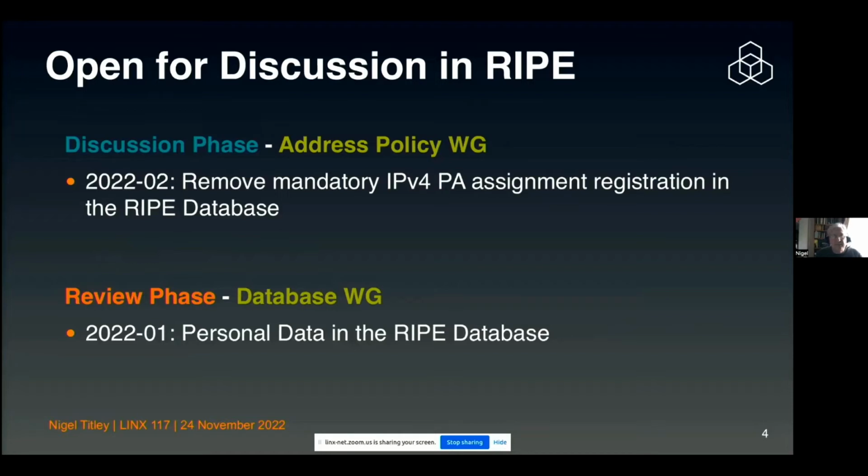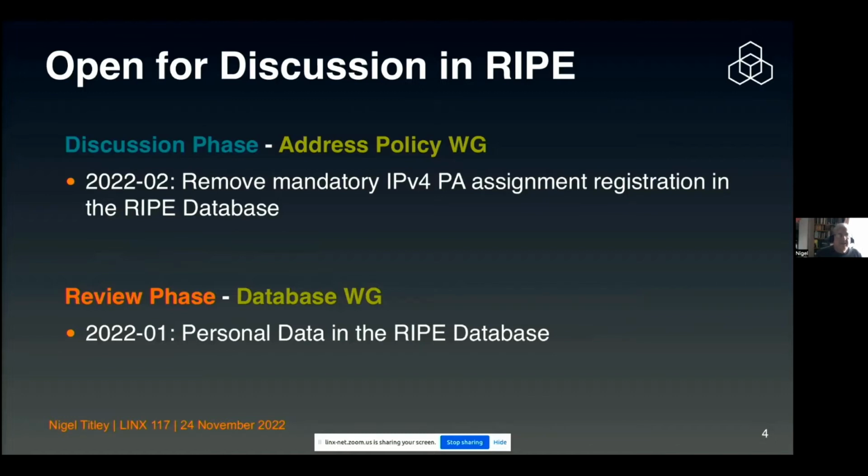It's in the discussion phase at the moment. If it gets adopted, then it means that you will no longer have to register IPv4 PA assignments. You can, of course, continue to optionally register those if you wish, and it might be useful for documentation purposes, but you won't actually have to. It won't be mandatory. As I say, this particular policy is in the discussion phase. If you're interested in discussing it, then go to the Address Policy Working Group mailing list and follow up there.